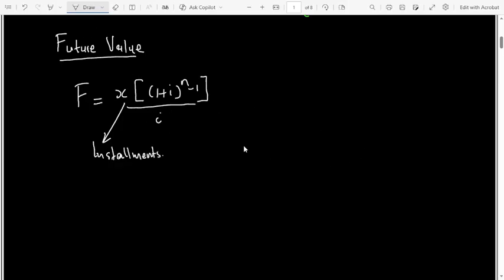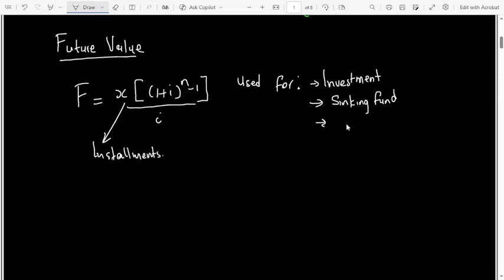Why do we use the future value? What is this formula used for? It is used for loans. No, not loans, but investment. If you hear a statement talking about an investment, just note that this is a future value. If the statement talks about a sinking fund, this is a future value. And if they talk about annuities, this is a future value. You'll see when we do examples, everything will make sense. So the future value is used for investments and sinking funds.